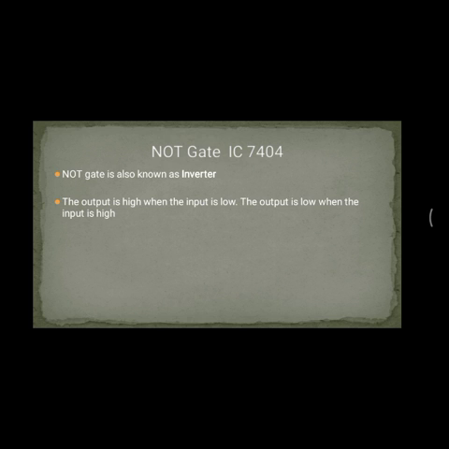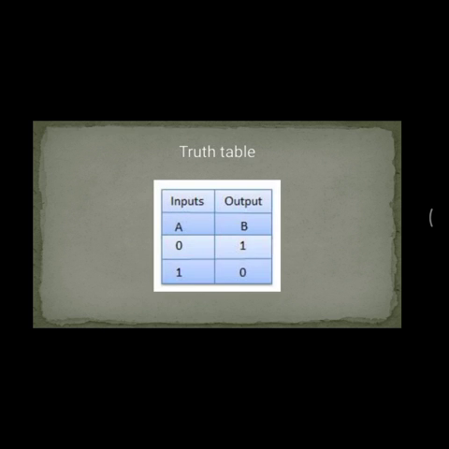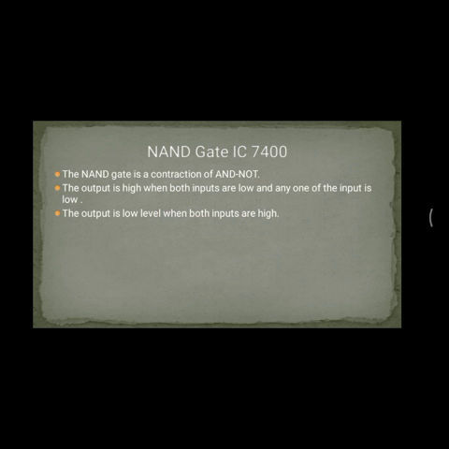Next we are going to see about the NOT gate. The NOT gate is also known as an inverter. The output is high when the input is low. The output is low when the input is high. This is an example of a NOT gate. It's the logic diagram of a NOT gate. This is the truth table of the NOT gate. If you give an input 0, it gets converted to 1. If you give an input 1, the output we get is 0.